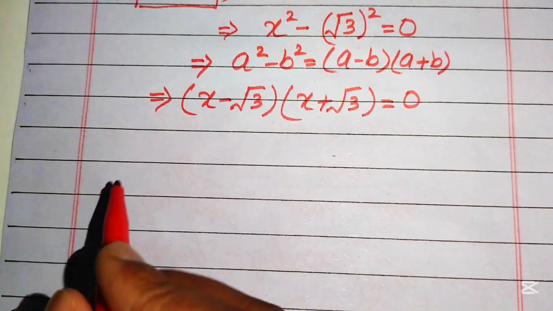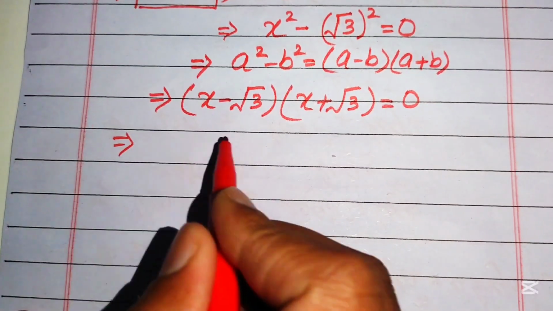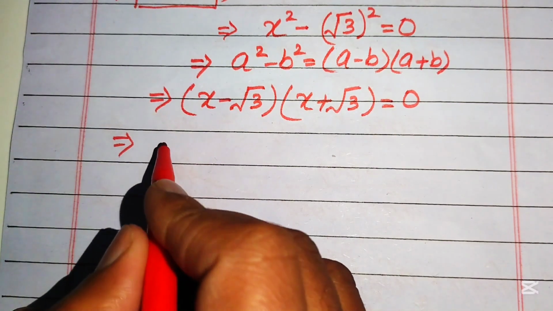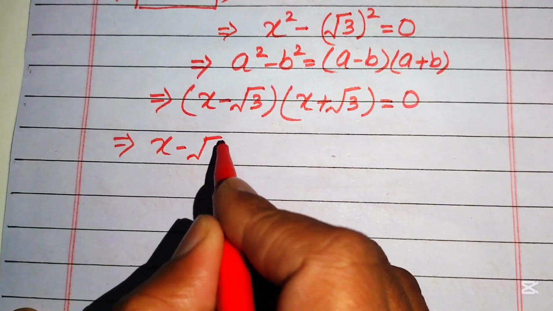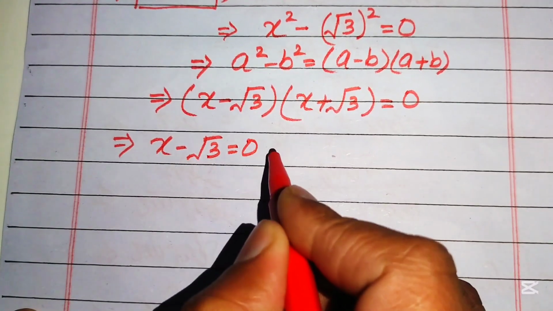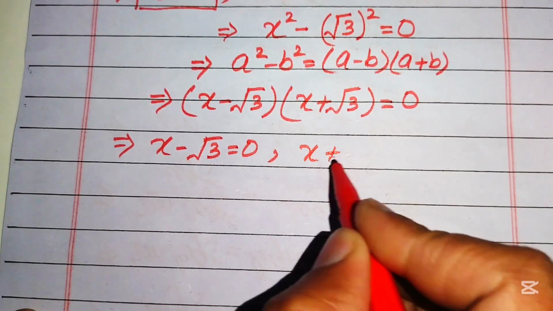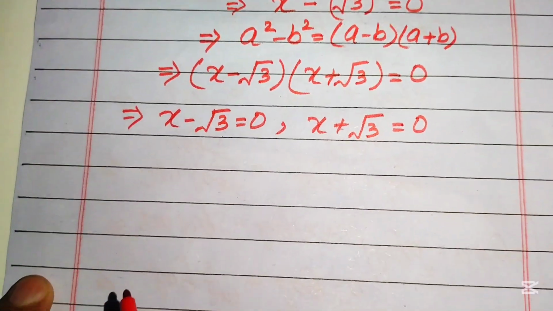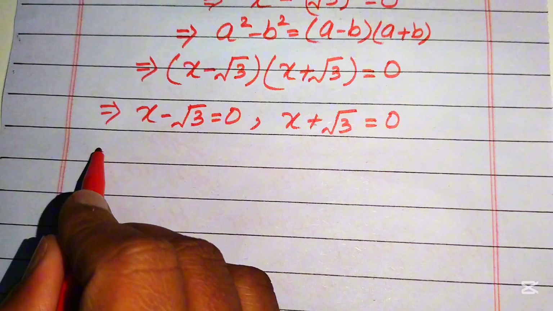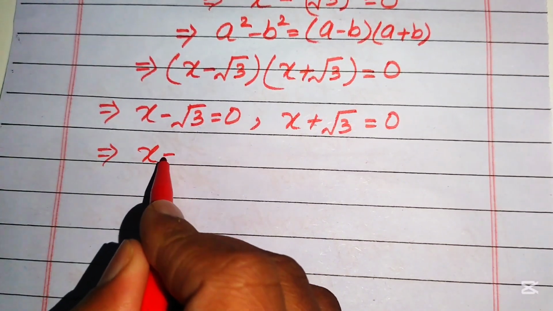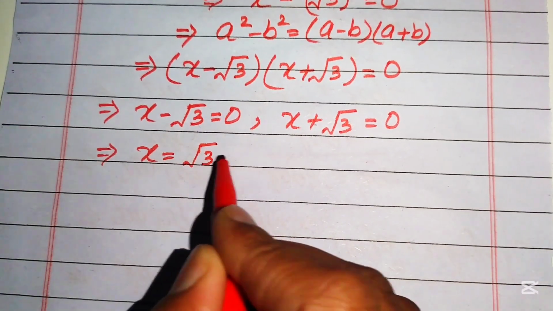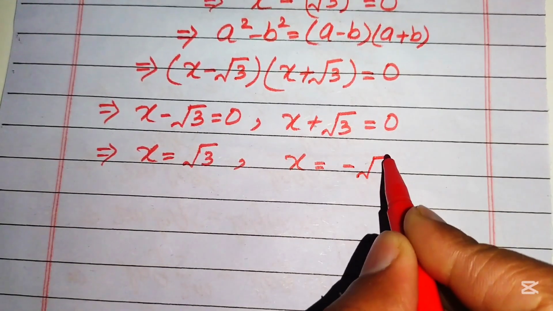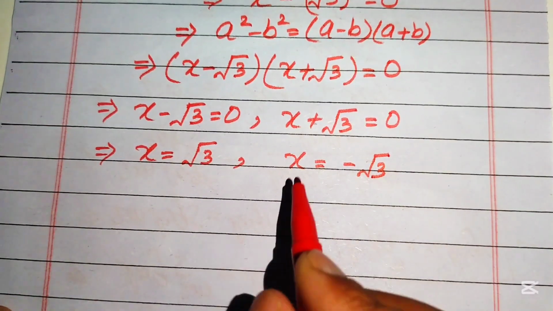So further in the next step here we again need to convert the above equation into two cases, so that our first case is we take x minus square root of 3 equals 0, and the second case is we take x plus square root of 3 equals 0. So in the first case we easily get the value of x is equal to square root of 3, and in the second case we easily get the value of x is equal to minus square root of 3.